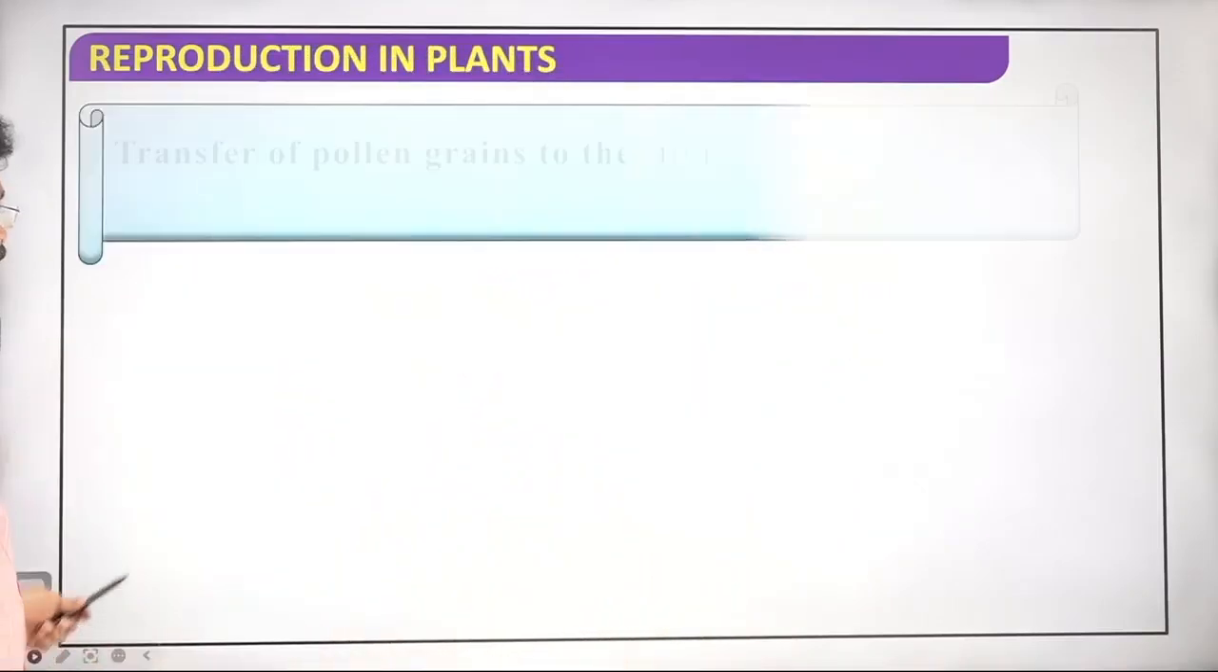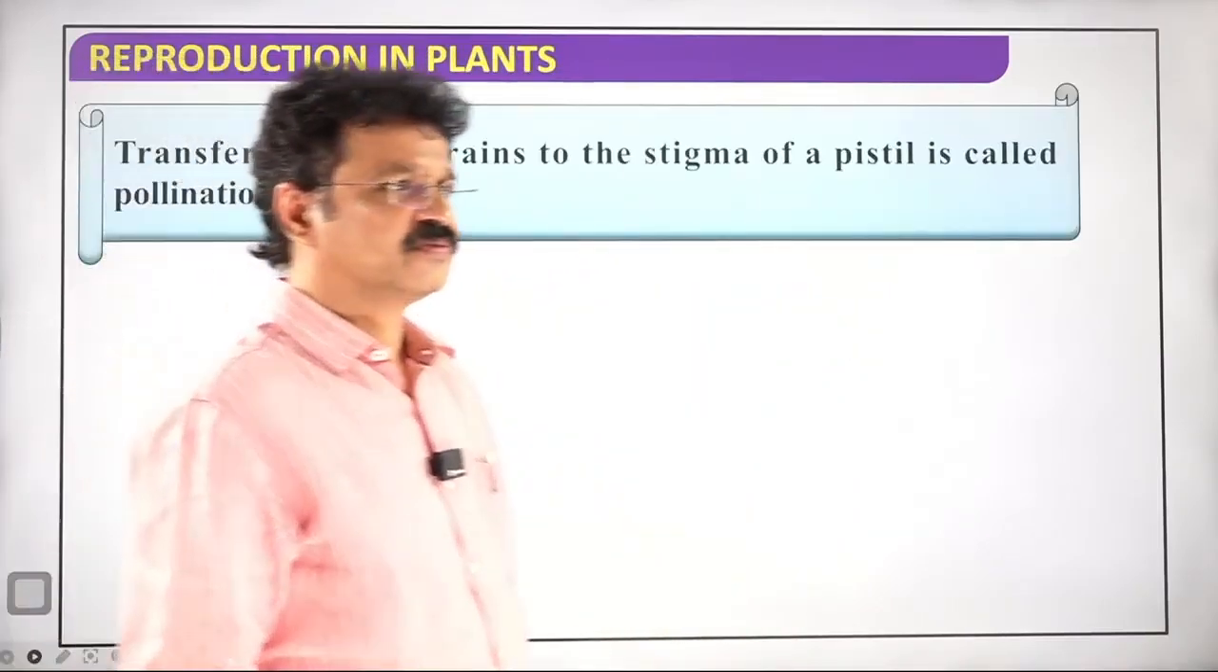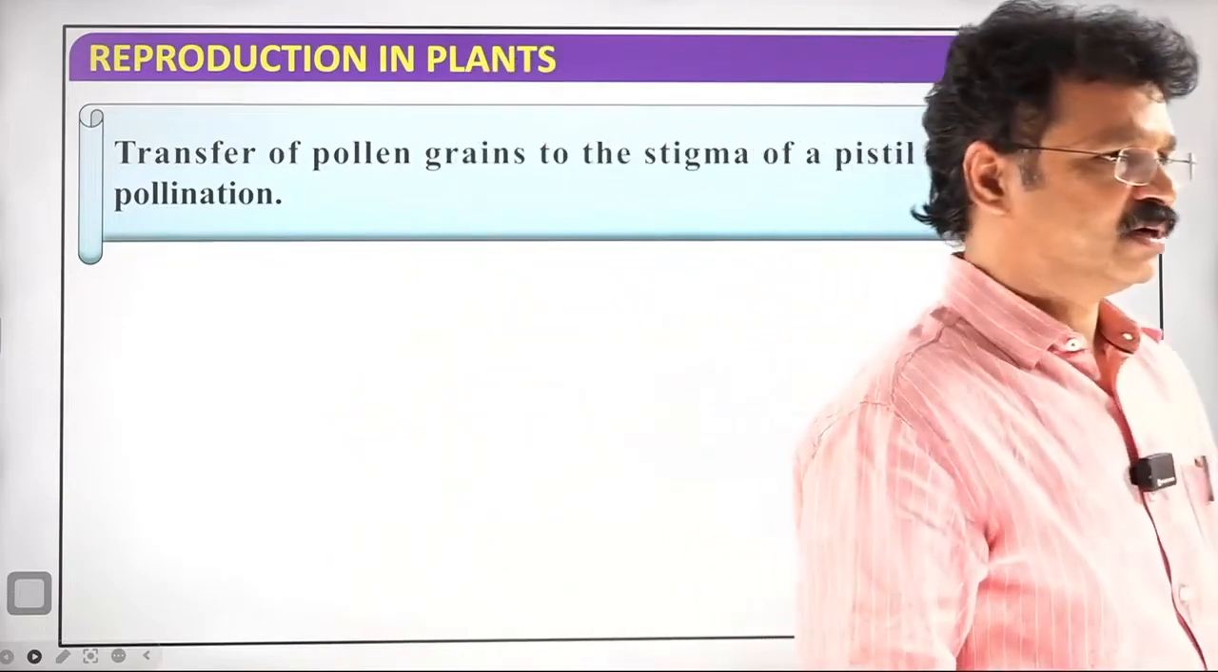What is pollination? It is the transfer of pollen from anther to stigma.